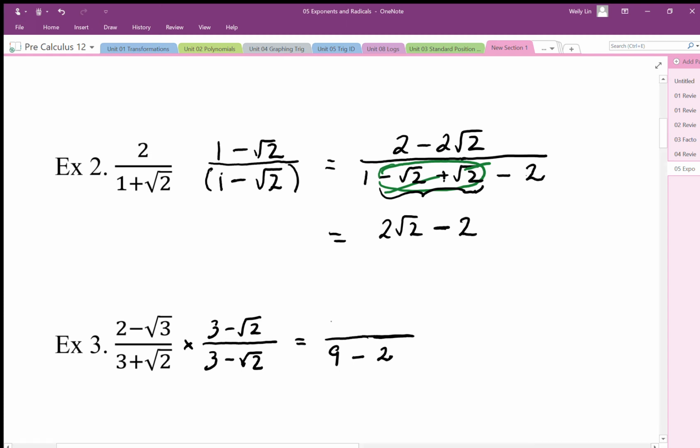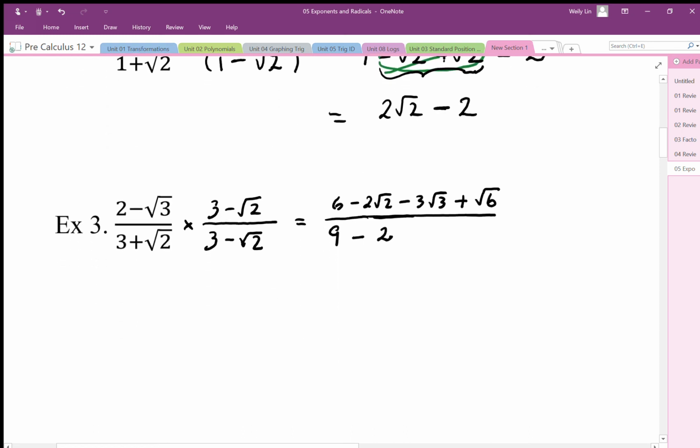We have to multiply out the top, so we get 6. Root 2 times 2 is negative 2 root 2. 3 times negative root 3 is negative 3 root 3. And then negative root 2 times negative root 3 is positive root 6. Then I have to still simplify this, and there's no like terms on the top, so I end up with 6 minus 2 root 2 minus 3 root 3 plus root 6, and on the bottom, it's all divided by 7.